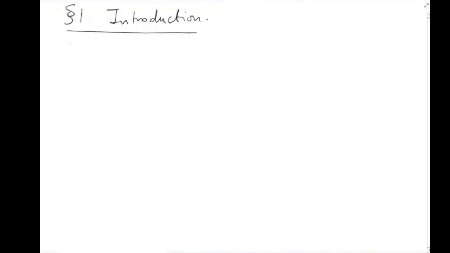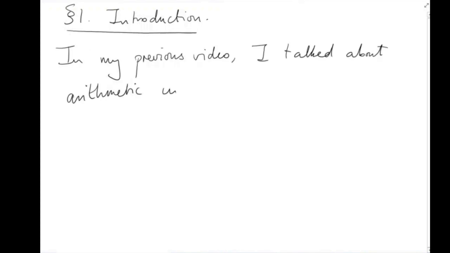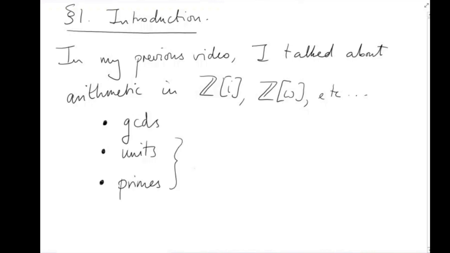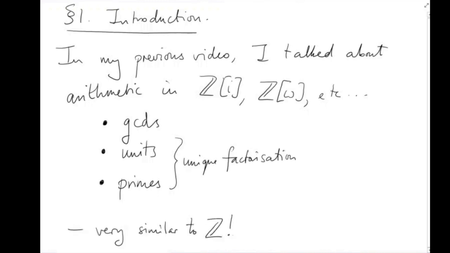Section 1. Introduction. In my introductory video about Fermat's last theorem, I spoke quite abstractly about arithmetic in rings other than Z, and I gave two examples of such rings, Z adjoin i and Z adjoin omega, where omega is a complex cube root of 1. I told you that in these rings there's a Euclidean algorithm, and there are notions of greatest common divisors, units, and primes that give unique factorization. At the time I mostly wanted to highlight the similarities between these rings and Z, but now let's have a closer look at the details in a special case.